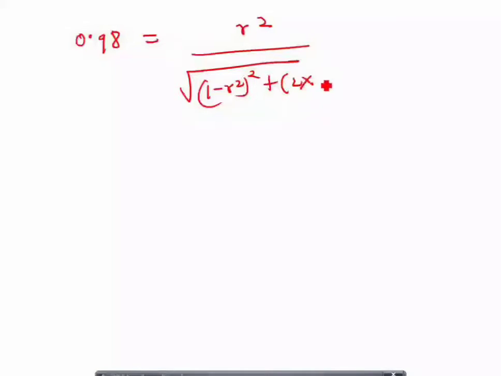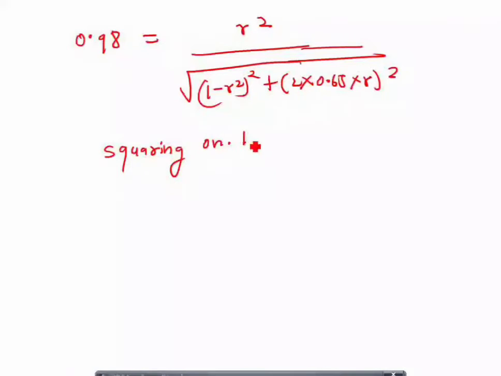Z by y is equal to 0.98 is equal to square root of r square upon bracket 1 minus r square bracket square plus bracket 2 into zeta, what is zeta? 0.65, into r bracket square. Now squaring on both sides. It is very simple. Either you put it into the calculator or you square on both sides, so the square root will get removed. This 0.98 will become 0.98 square. R square will become r to the power 4, and after cross multiplication you get one equation.